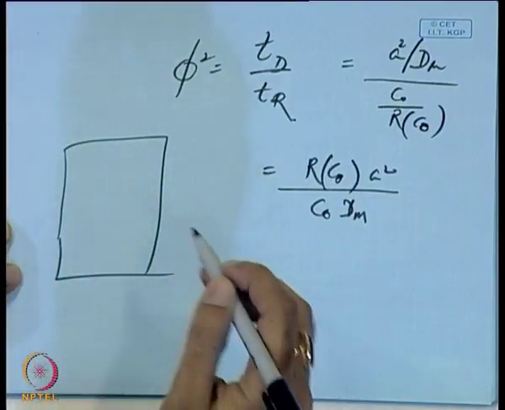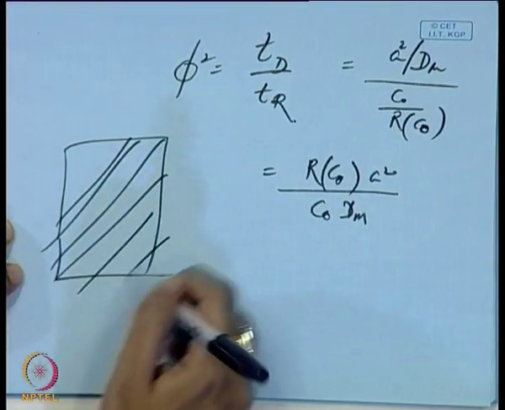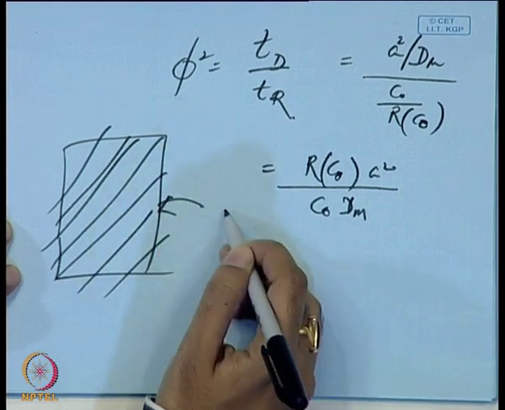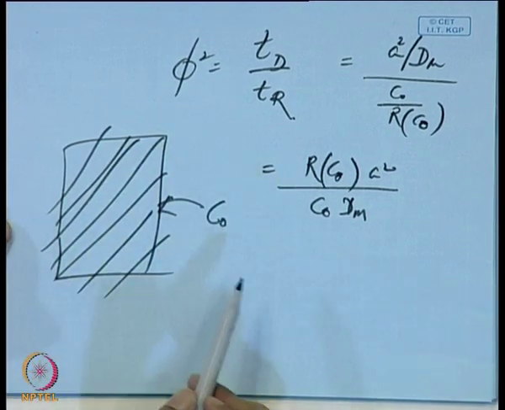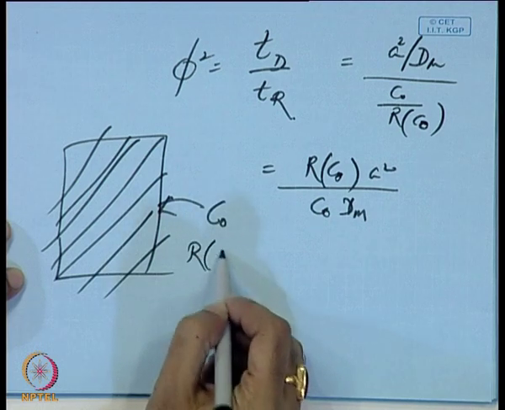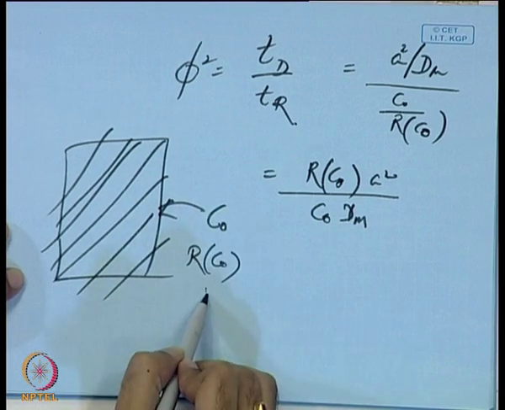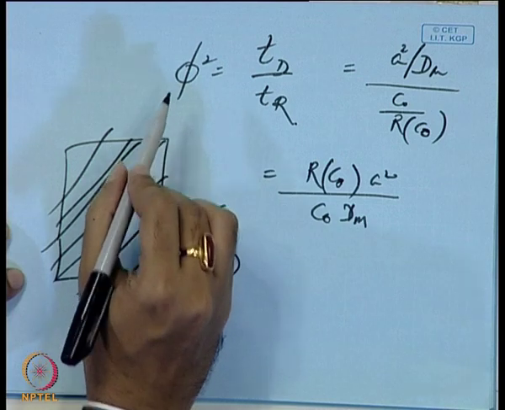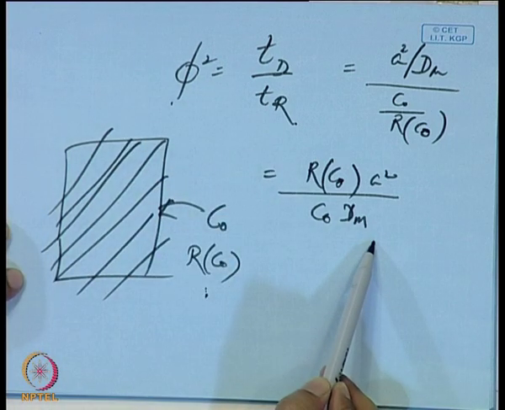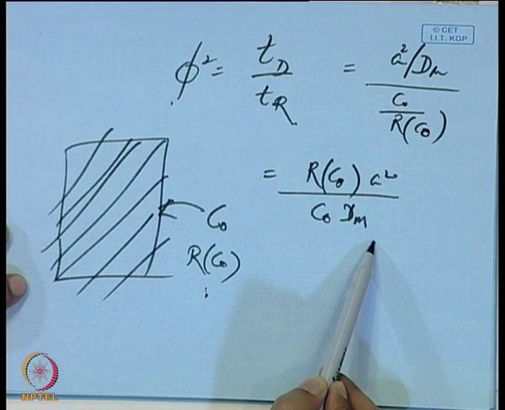Okay, let me draw this matrix then. I don't know why you are confused. So, this is my concentration at the surface, let us call this C naught. So, the reaction is defined on the intrinsic reaction rate, and my phi square is defined based on this reaction rate. What I am trying to say is that this is not the correct representation of the Thiele modulus.